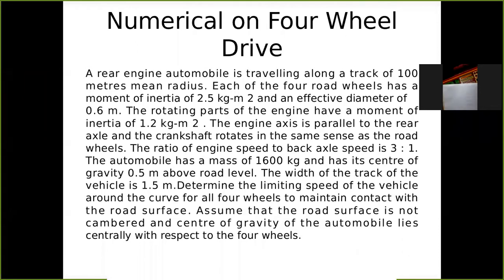So what exactly we have to find is the limiting speed so that all four wheels maintain contact with the road surface. As you are aware, when the automobile takes a turn at a very high speed, its inner wheels are lifted off the ground. So we have to find that maximum speed with which the automobile can take a turn without its inner wheels lifted off the ground. In general, we have to find the maximum speed of the automobile so that its wheels are not lifted off the ground.